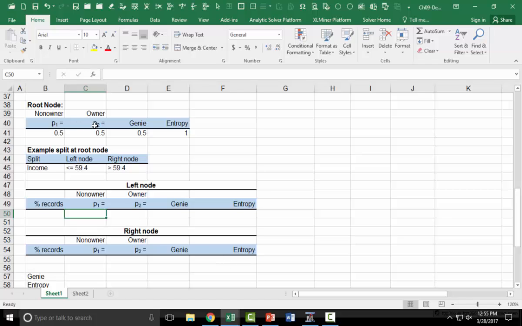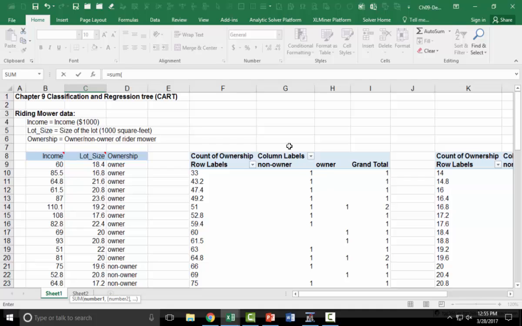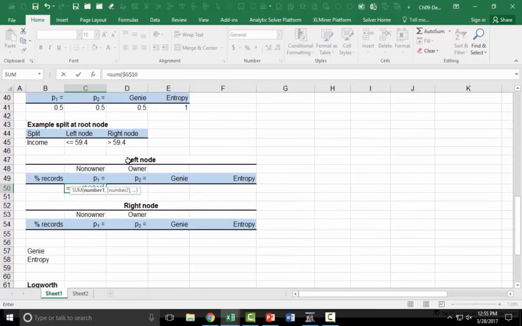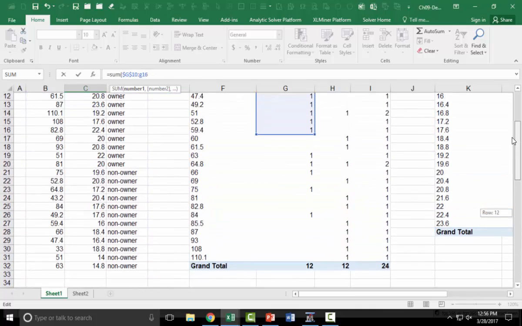Okay, P sub 1 and P sub 2, like we have computed here. So P sub 1 will be the sum of, okay, so we need to compute, this is non-owner, so we start from G10, and we'll make that an absolute reference, G10 all the way through G16. Okay, so that covers up to 59.4.